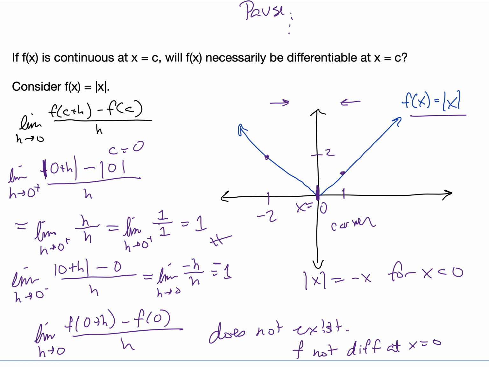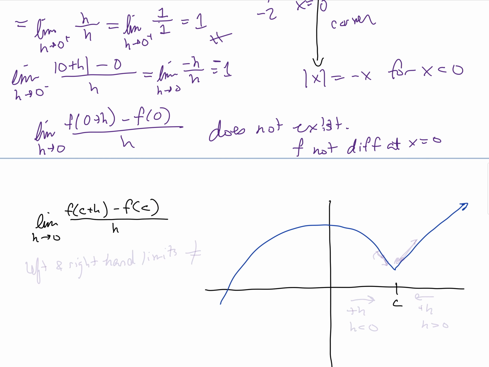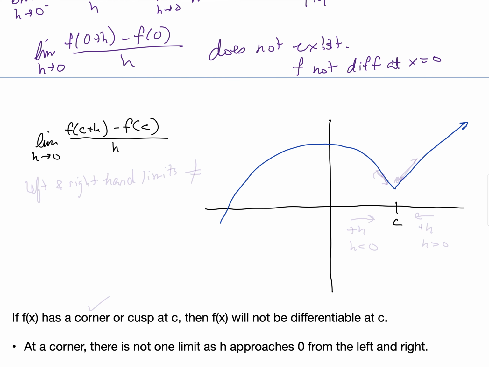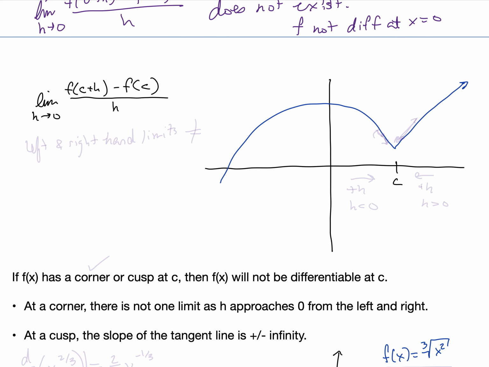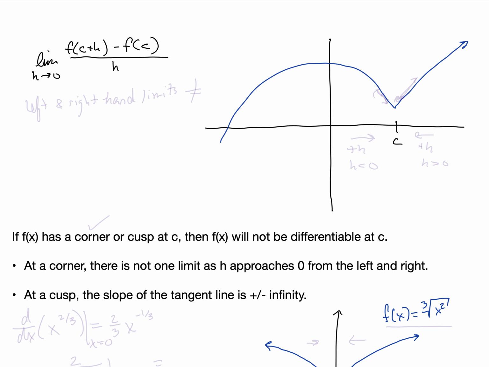It's just not differentiable at that corner. So to describe that a little more intuitively, anytime there's a corner, then the limit as h goes to 0 of what should be the derivative will not exist because the left and right hand limits will not be equal. So, if we're talking about minus h for h less than 0, and plus h for h greater than 0, then those two limits will not be equal.